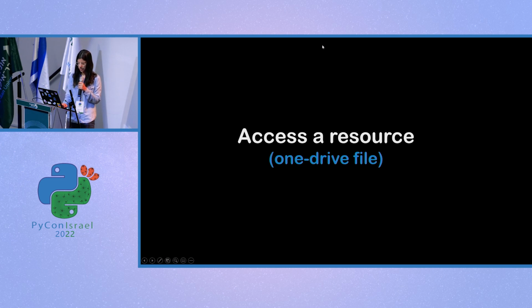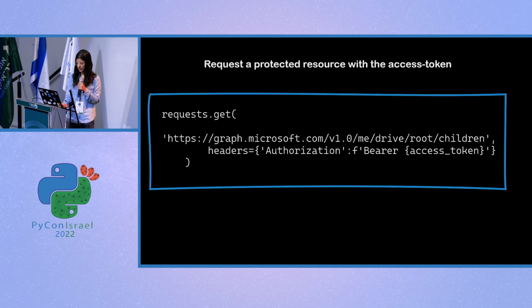Now let's access a resource. We want to access a OneDrive file. Now we'll use the access token and not the ID token, because this is part of OAuth 2. We will send a GET request to the Microsoft Graph API, which is the OneDrive API. And the different part here is that we add in the header a header called authorization, and its value is equal to Bearer, a space, and the access token that we just got. So as a response, we got the information that we just requested.